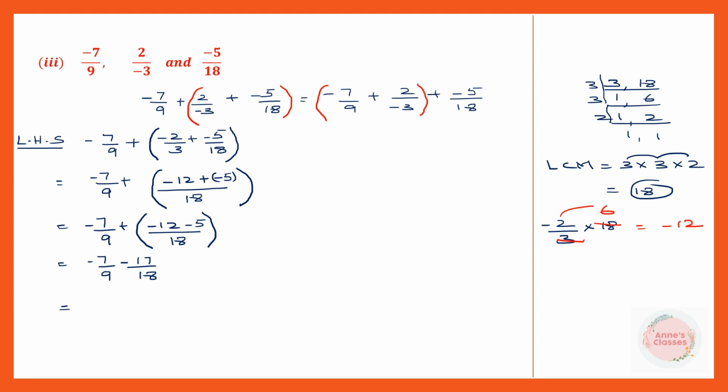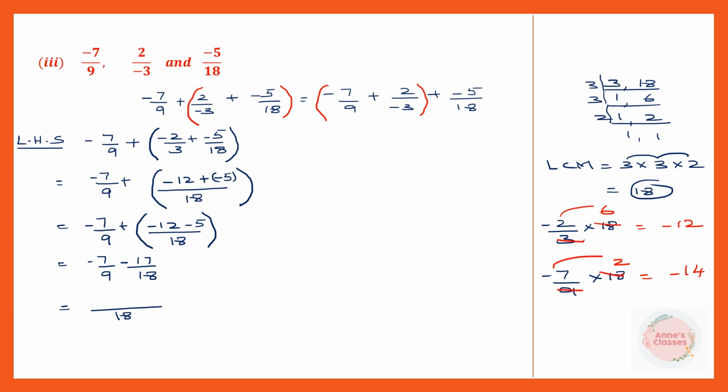So let's use that. LCM is 18. Take the first rational number, minus 7 by 9, multiply it with 18, cancel 9 and 18, 9 twos are 18, multiply minus 7 into 2 is minus 14.